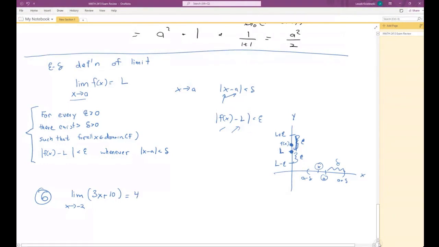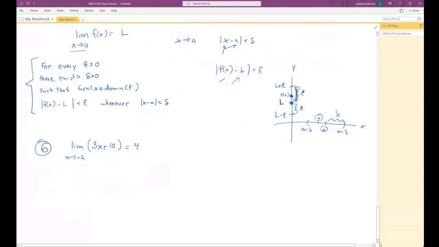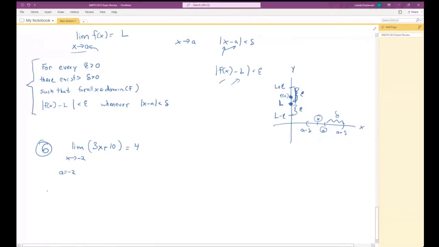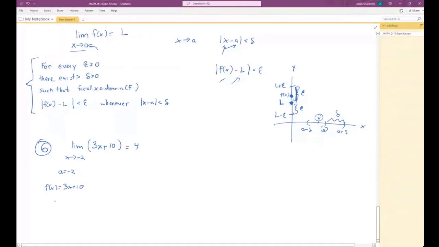All right, so we might as well identify what x is approaching. In our limit statement, the generic thing we use there is a. So x is approaching a. So a must be negative 2. All right. Our function is 3x plus 10. And our limit is 4.